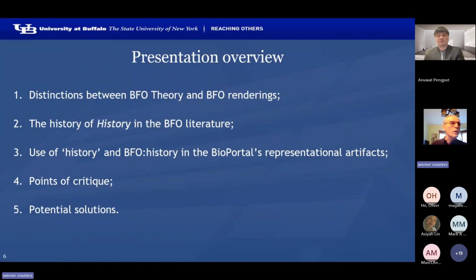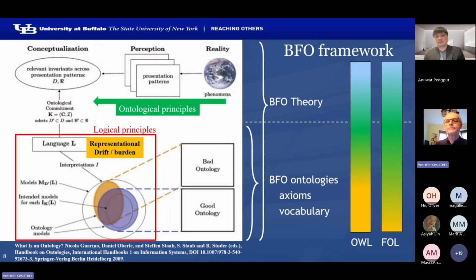So I would like to divide this presentation into 5 further parts. First, make you aware of some distinctions between what we could call the BFO theory and the BFO renderings in different ontologies. Then look at the history of history in the BFO literature. Then look at the use of history in BioPortal ontologies that have a class history in it. Some major points of critique, and then propose some solutions.